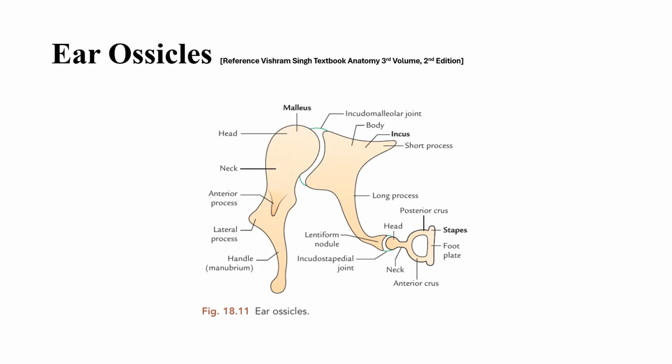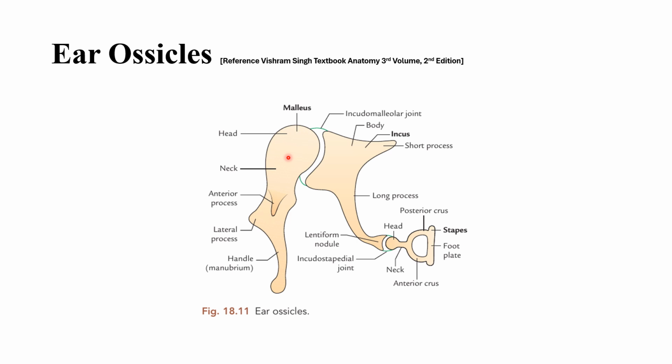So let's see the ear ossicles. Now let's understand. These are the ear ossicles. There are three ear ossicles. You can see here, from outside to inside, this is the malleus, this is the incus, and this is the stapes. So the malleus is a hammer shaped structure. That's why the name malleus.